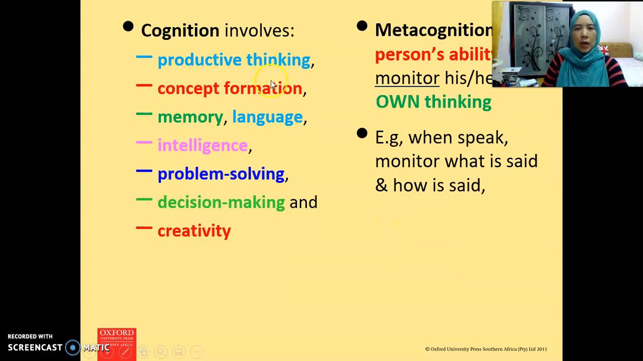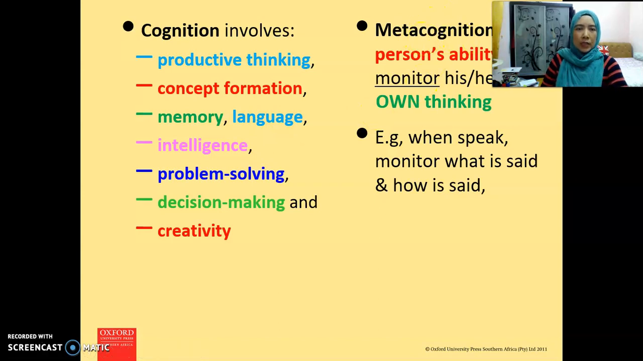So cognition involves many areas. For example, productive thinking, concept formation, memory, language, intelligence, problem solving, decision making, and creativity. So all these areas are related to the use of cognition, or the human higher mental process.